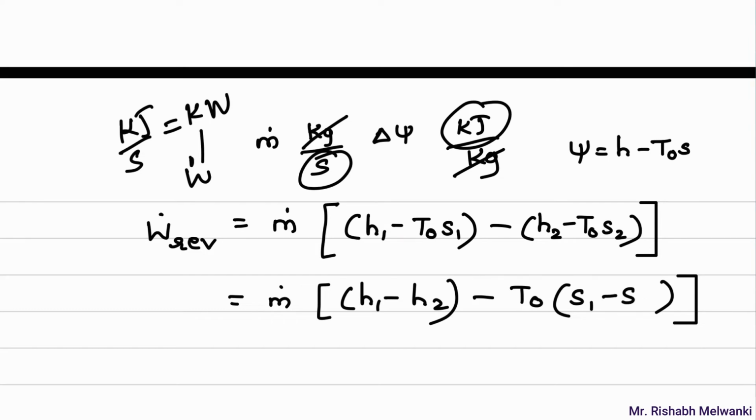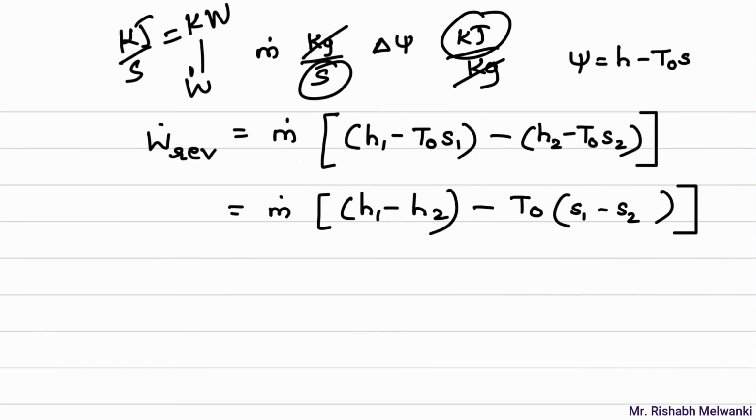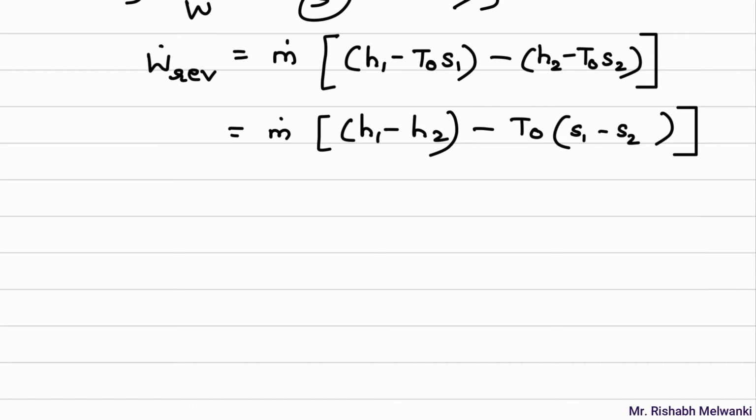Now please make a note that S is small, specific entropy, so I'll write down small s1 minus s2. Now what will we do? First we will find what is s1 minus s2. How to find this?